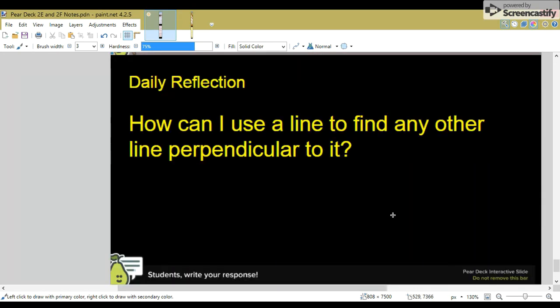Go to the next Pear Deck slide. Type your daily reflection: how could I use a line to find any other line perpendicular to it? Type your answer in complete sentences.